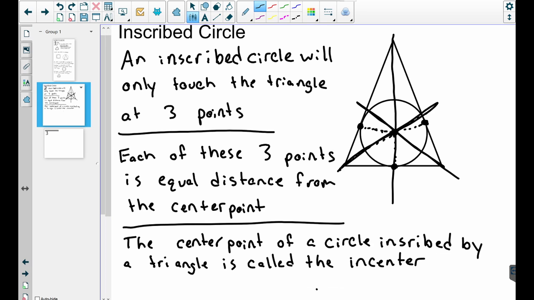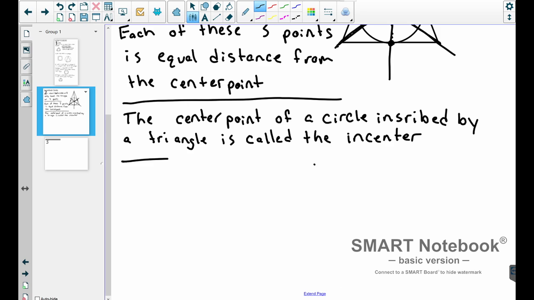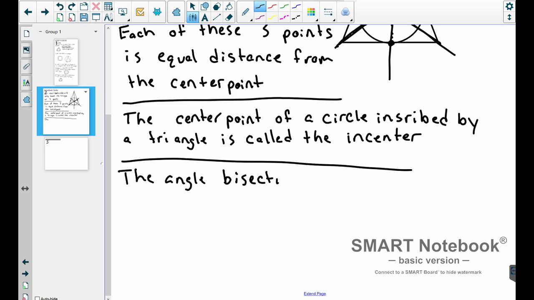So let's write that down. The angle bisectors of a triangle intersect at the incenter.